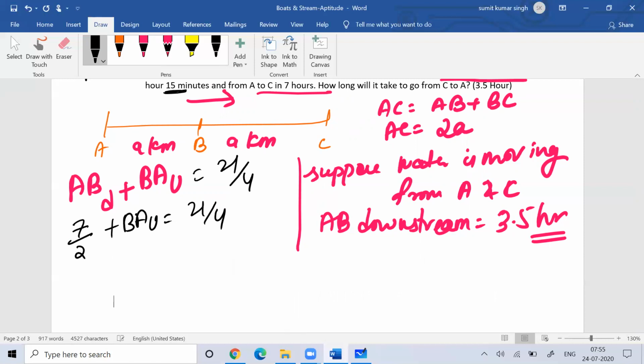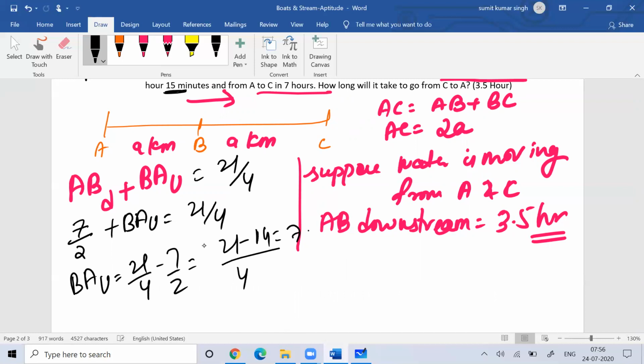So now B to A upstream is nothing but 21 by 4 minus 7 by 2, that is 21 minus 14 over 4, which is 7 by 4. B to A is 7 by 4, which means 1 3 by 4, that is 1 hour 45 minutes.